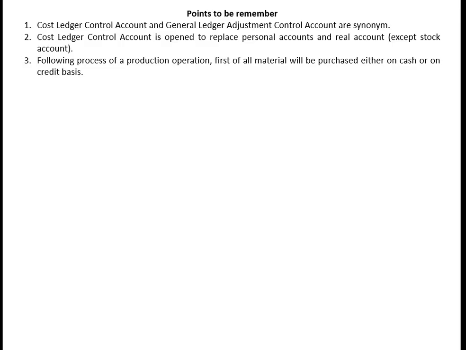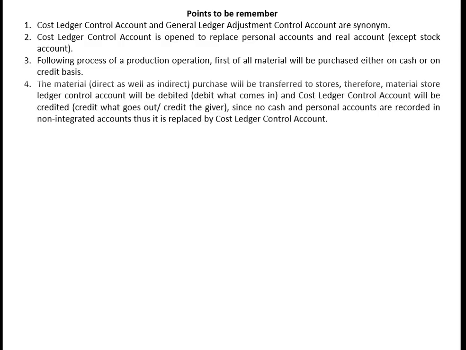So first of all we purchase material either on cash or credit, but it is first of all shifted to the store department, or you can say material store department, unless it is purchased or bought for special purposes. Number two, the material, direct as well as indirect purchase, will be transferred to store. Therefore material store ledger control account will be debited and cost ledger control account will be credited. Since no cash and personal accounts are recorded in non-integrated accounts, it is replaced by cost ledger control account.